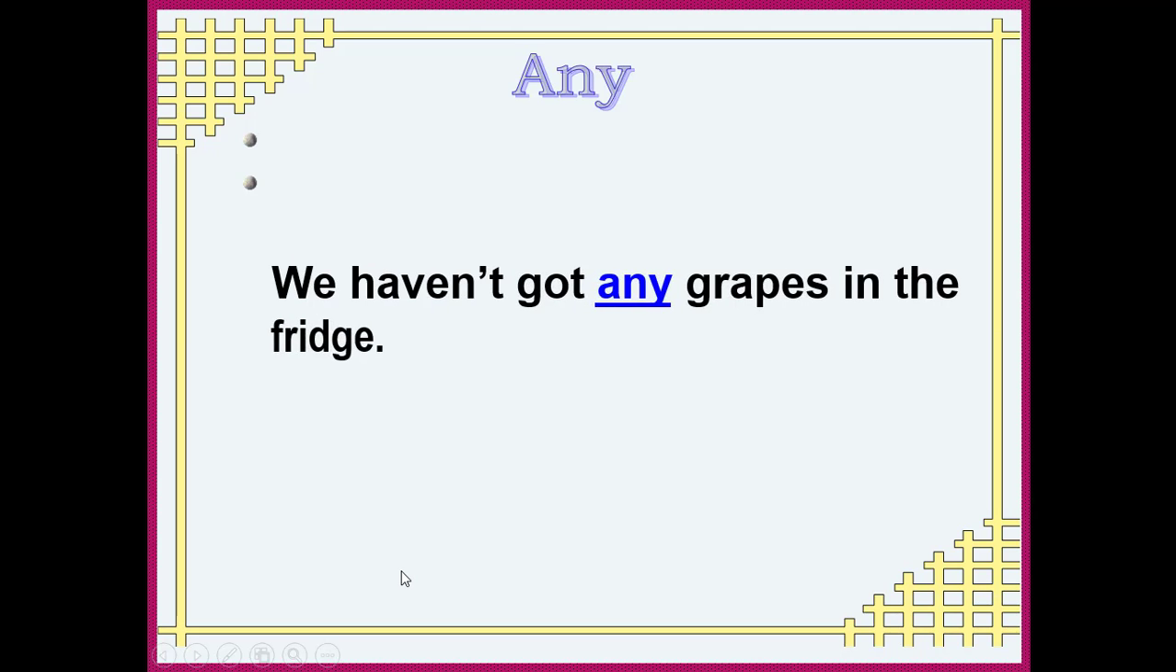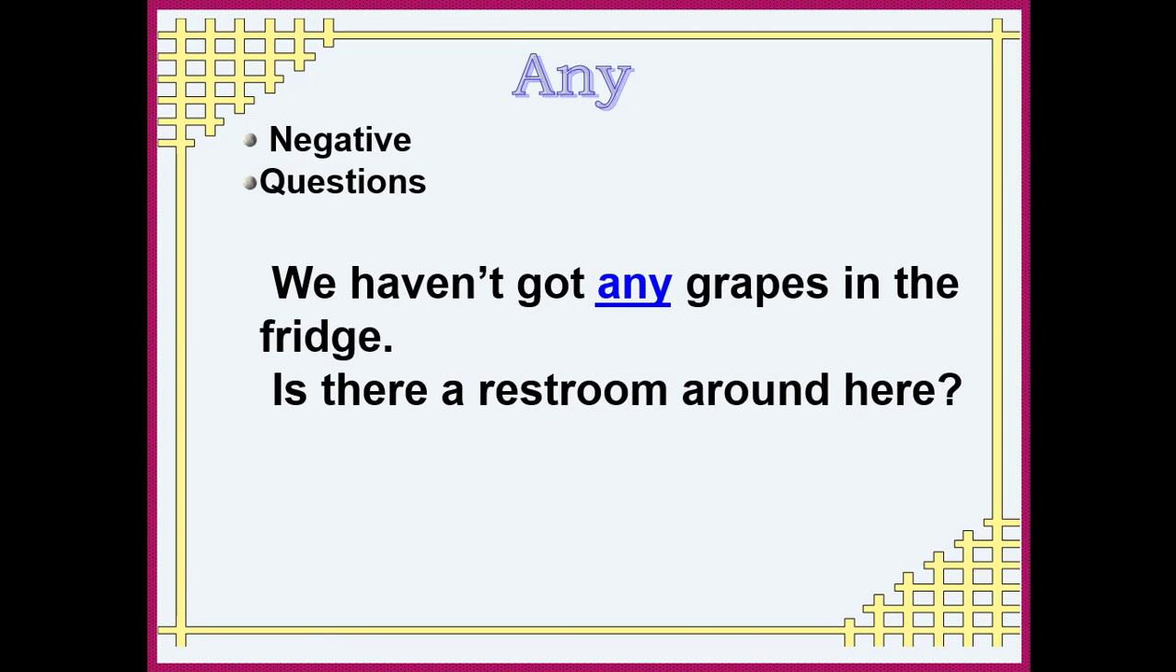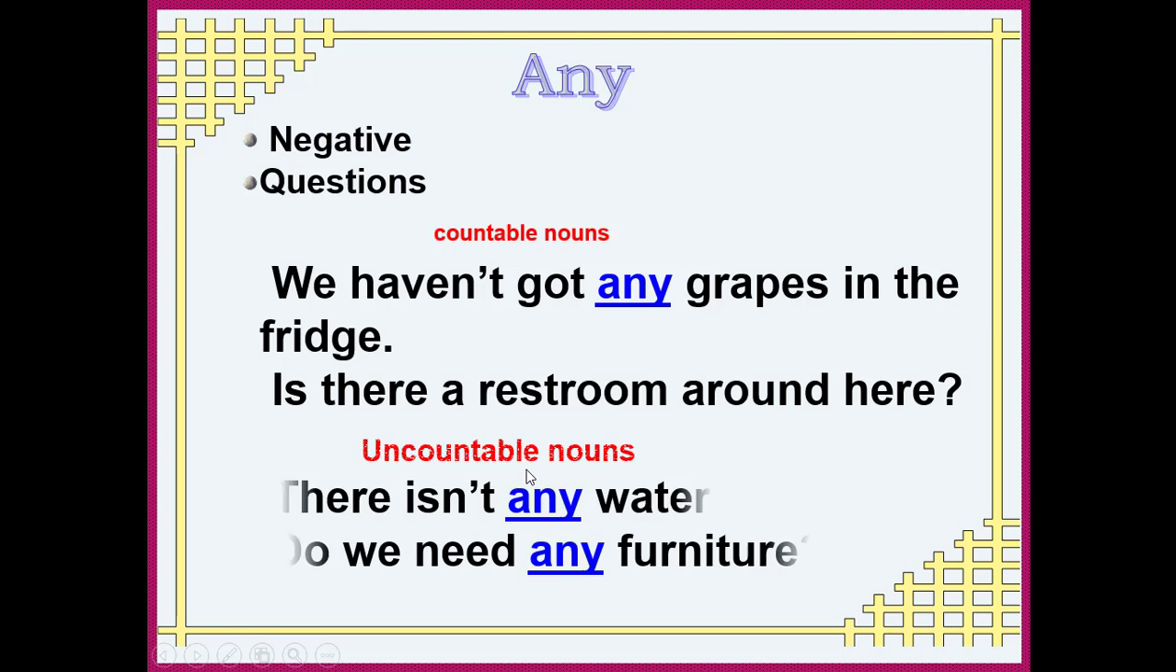Okay. Go to any. We use any with the negative and the question. Just negative and question. Don't use any with the affirmative. Again, don't use any with the affirmative. We use any with the negative and question. We haven't got any grapes in the fridge. Here, negative. Is there any restroom around here? Here is any. So any with negative, any with a question.